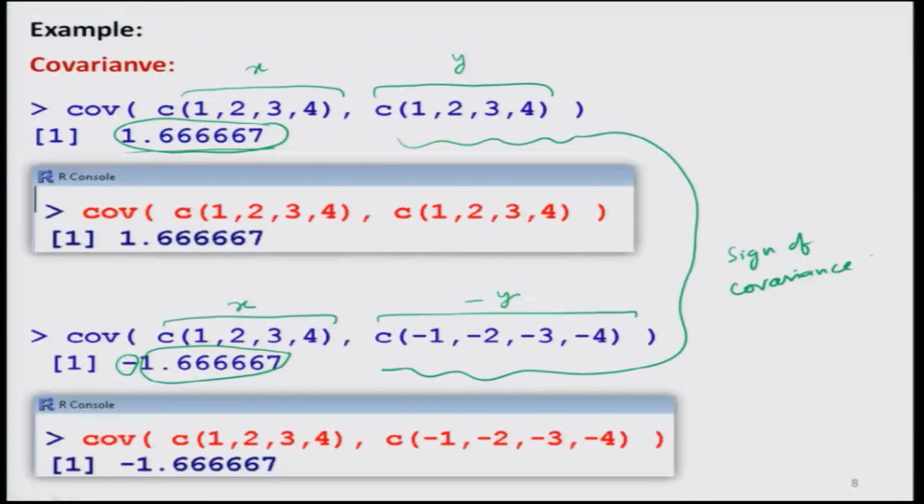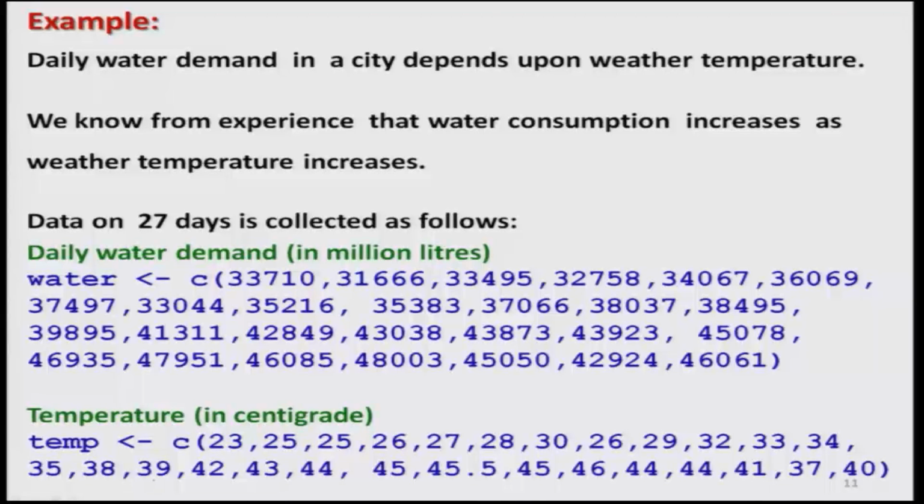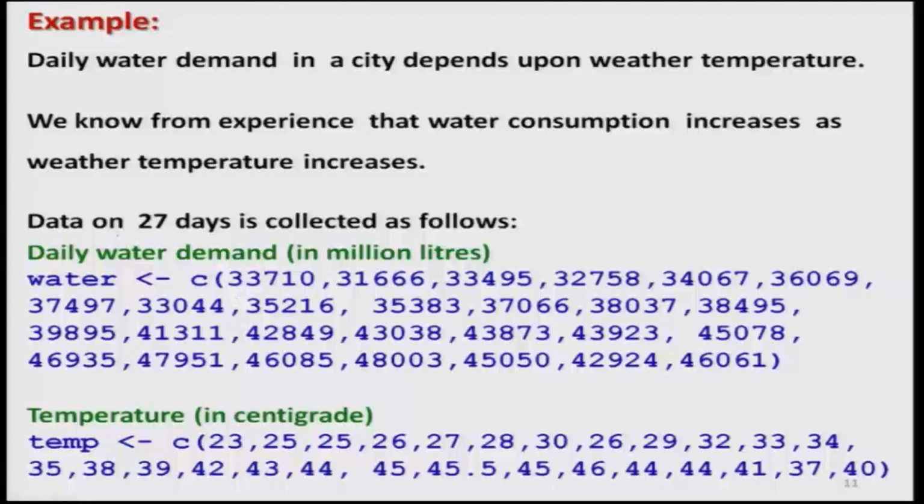Okay. Now, in order to understand this, let us take some more examples. So, now we take one example and from there we try to do a complete analysis, and we take the same example that I considered in the last lecture, where I had plotted different types of plots between the consumption of water and weather temperature. Just to recall, we had collected data on 27 days, the daily water demand for those 27 days in million milliliters, and this data was collected inside a vector water, and the data on temperature was collected in another vector TEMP, measured in centigrade.